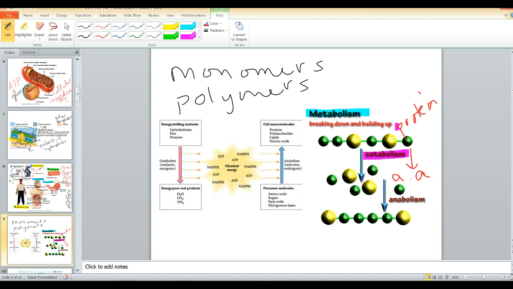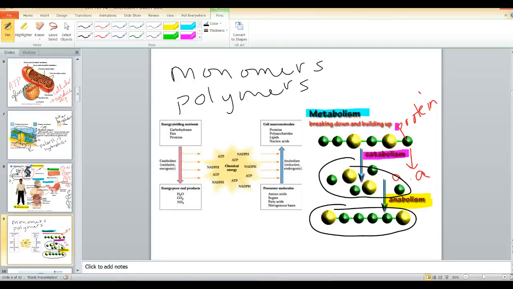Well, sometimes we actually need to build things in our body. If we want to build muscle, we're going to take the smaller units, the monomers, and we're going to link them together to make up polymers. Okay, this is called anabolism. Anabolism is building up. Okay, so what we have is we're going to take these amino acids that are all right here. So here's all these amino acids. They're all single units, and we're going to link them together to make our protein, which is the big unit, the polymer. So anabolism is building up, catabolism is breaking down.